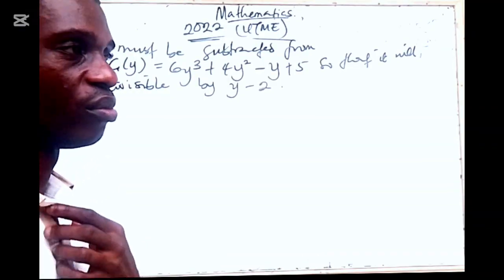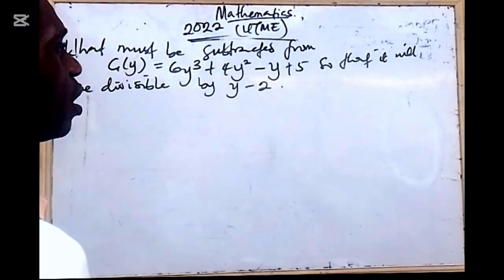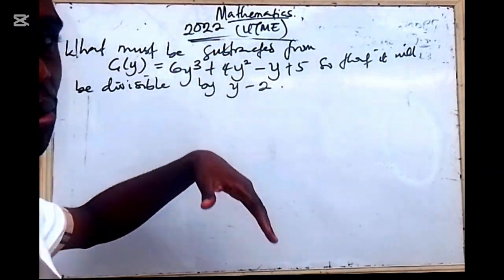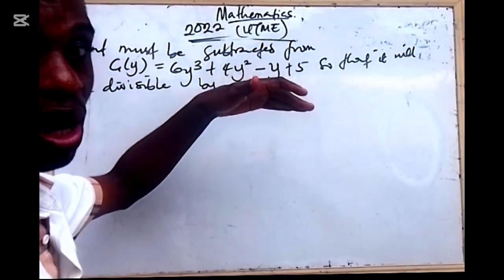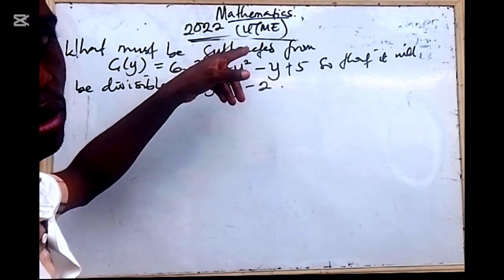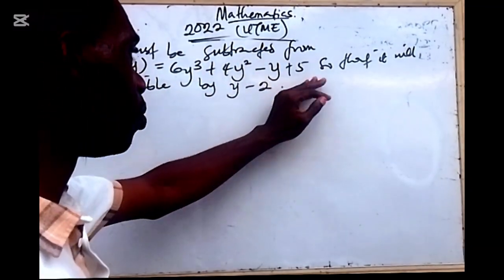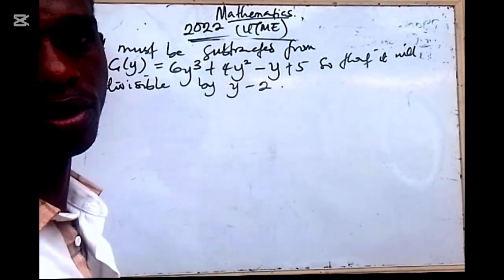This remainder theorem is saying that we use this one to divide this. What will be the remainder? If the remainder, when we use this to divide this, is 0, that means this is a factor of this. But as it is now, this is not a factor of this, because you are trying to tell us what number we should subtract from this one that will make this one a factor of this.